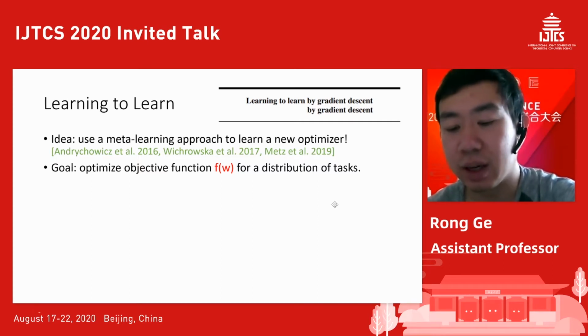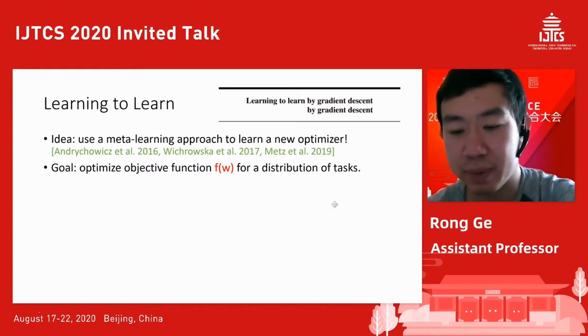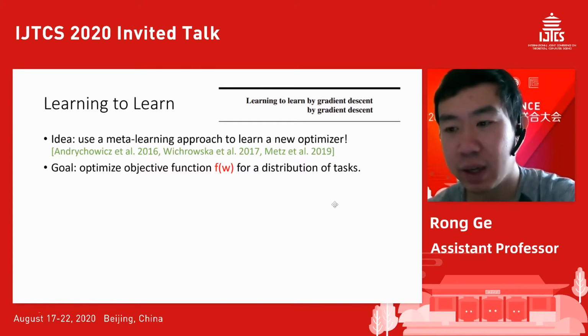For example, you can think of a distribution of image classification tasks. Things that people typically do in this meta-learning approach is, for example, you have your standard data set like CIFAR10 or ImageNet.